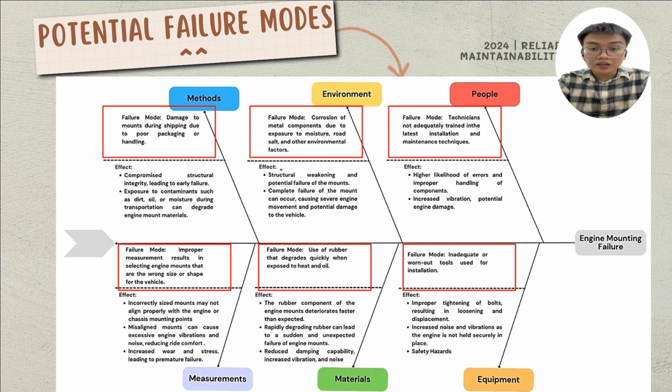The fishbone diagram identifies the potential causes of engine mounting failure across 6 main categories, which are methods, environment, people, measurements, materials, and equipment. Firstly, in the methods category, damage during shipping due to poor packaging and handling can compromise the structural integrity of the mounts and expose them to contaminants, leading to early failure.